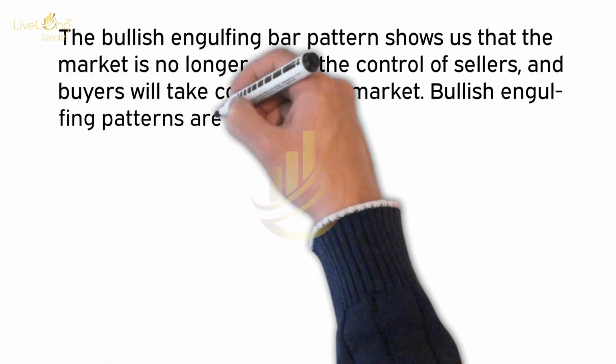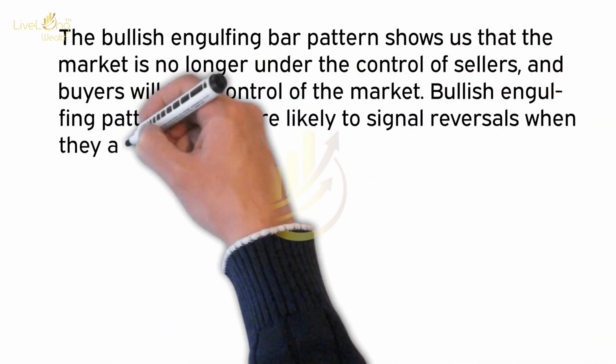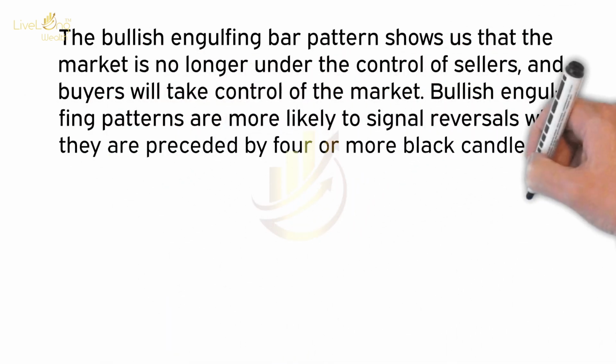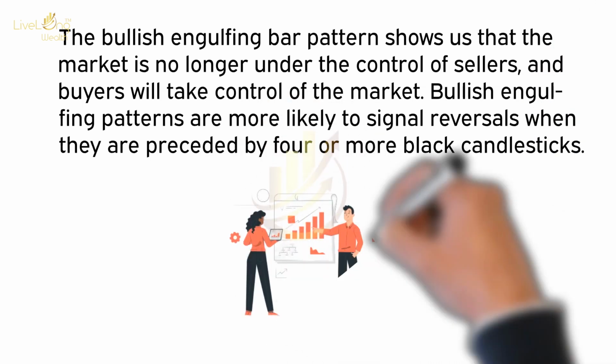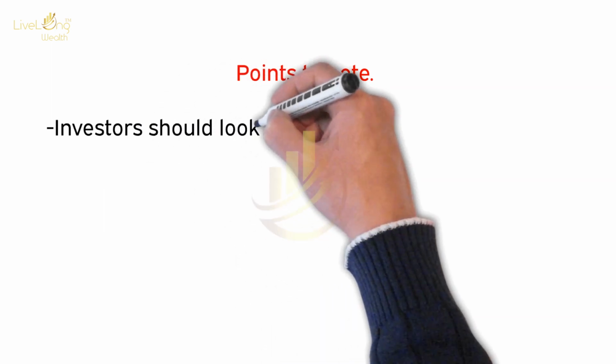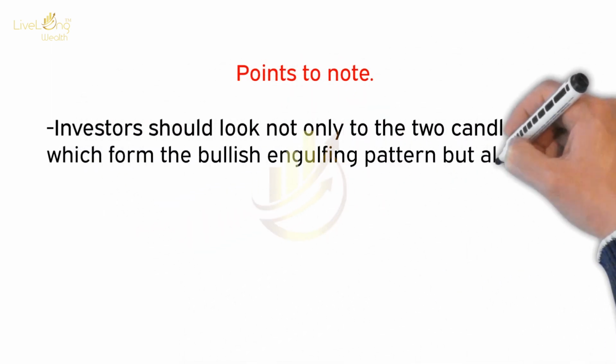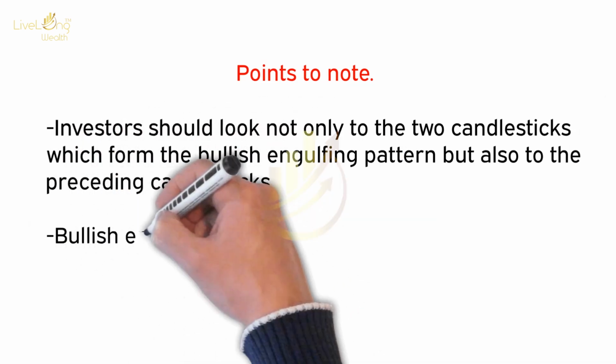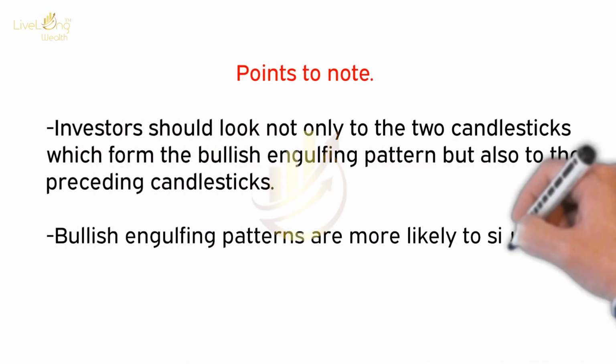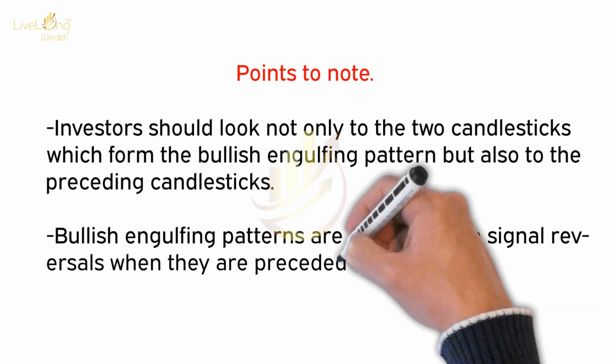Bullish engulfing patterns are more likely to signal reversals when they are preceded by 4 or more black candlesticks. Investors should look not only to the 2 candlesticks which form the bullish engulfing pattern but also to the preceding candlesticks.